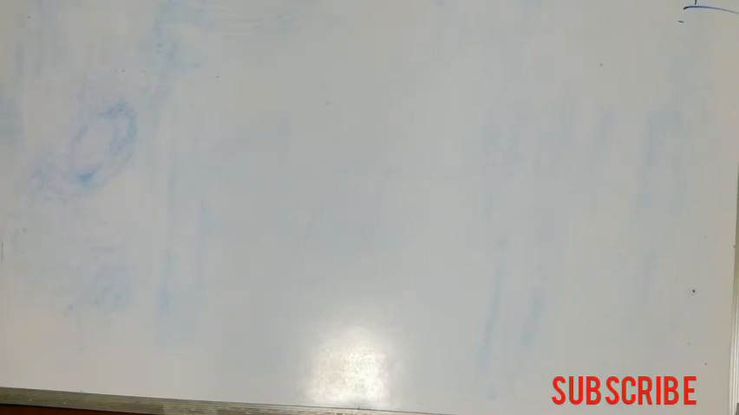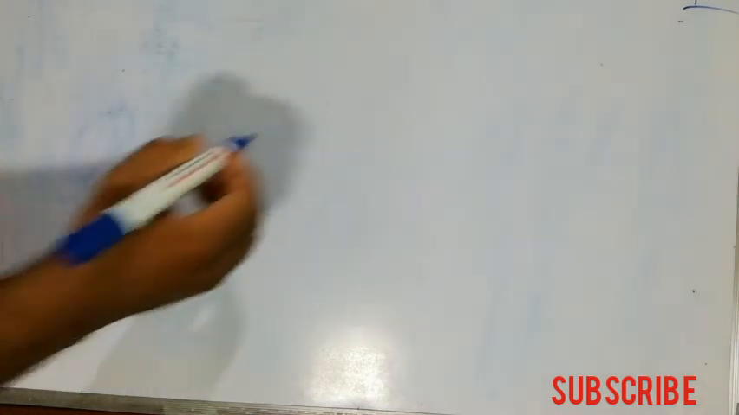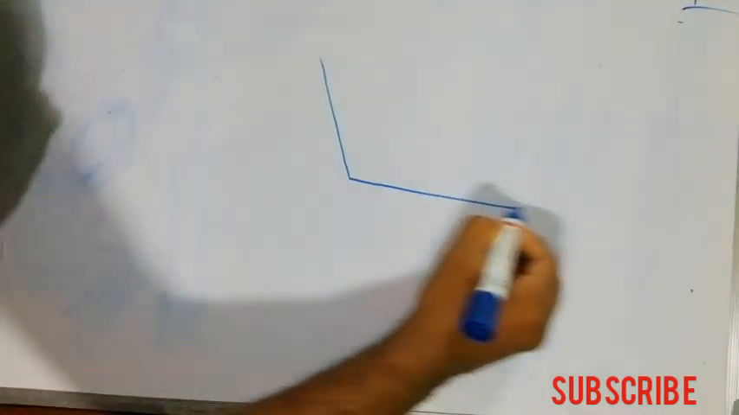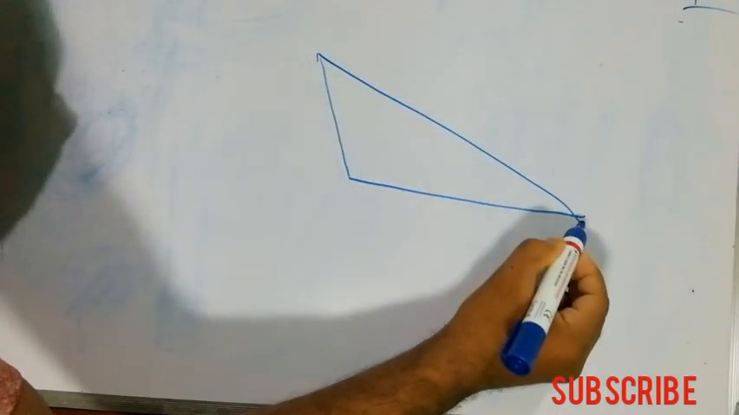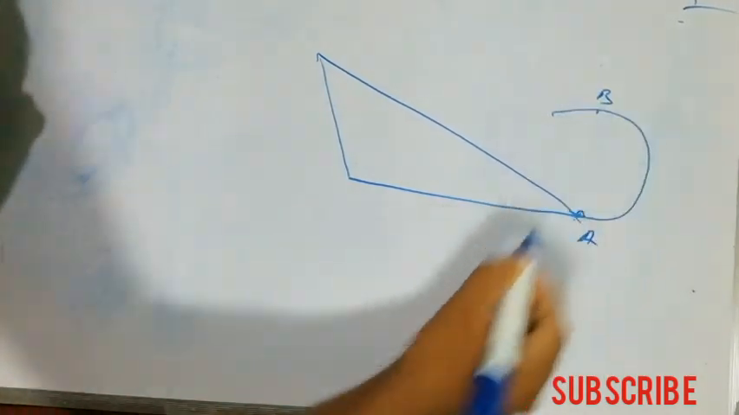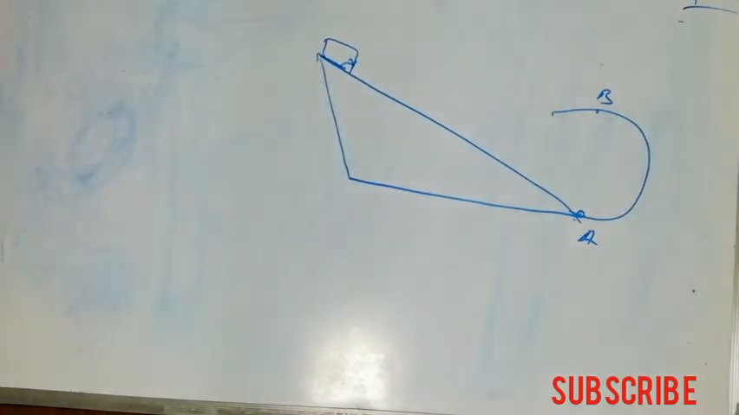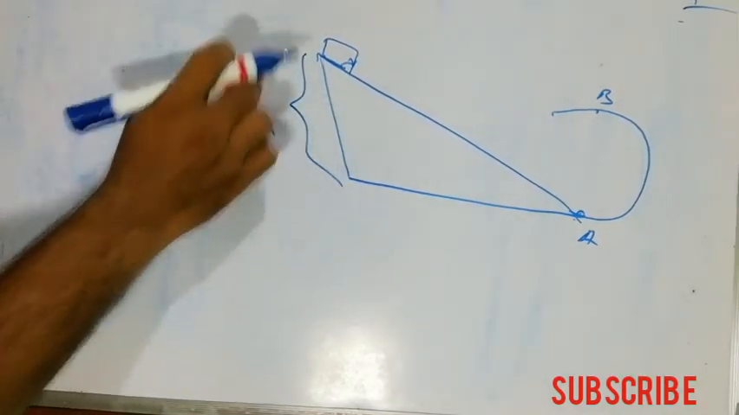Our next problem: a body initially at rest and sliding along a frictionless track from a height h, as shown in the figure, just completes a vertical circle of diameter AB equal to D. The height is equal to? So you have a frictionless inclined plane, and the block, initially at rest, is sliding from a height h.